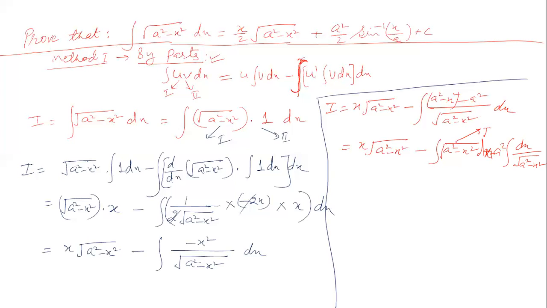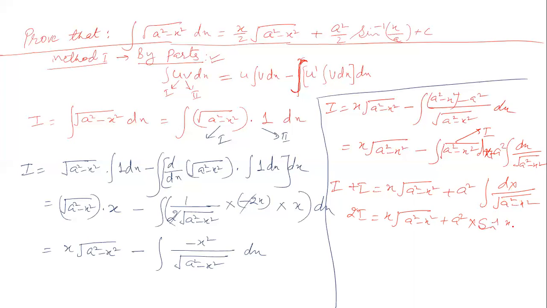Now this is I again. Integration of square root of a square minus x square dx is I. We can write I plus I equals x square root of a square minus x square plus a square integration of dx upon square root of a square minus x square. This will be 2I equals x square root of a square minus x square plus a square times integration of dx upon square root of a square minus x square. We know that it is sine inverse x upon a plus c.